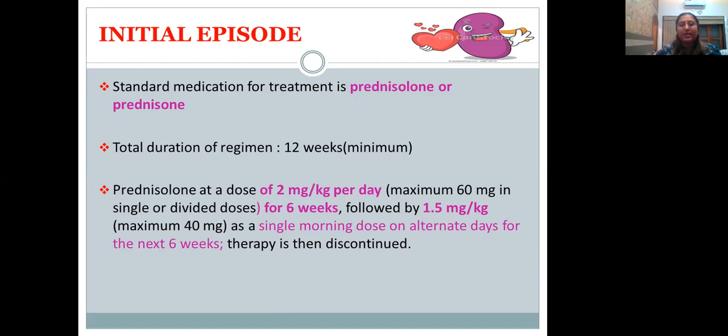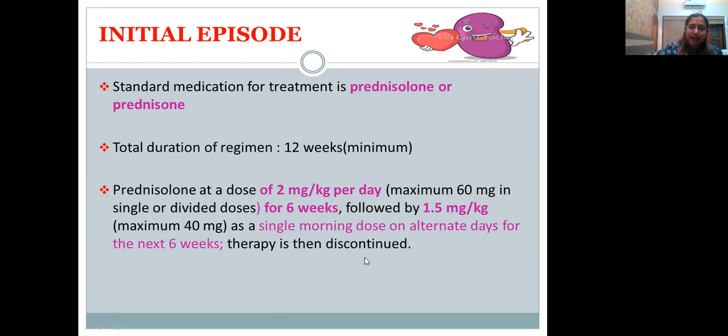And in initial episode, we give prednisolone at a dose of 2 mg per kg per day, where a maximum dose of 60 mg can be given. But usually 2 mg per kg per day is given for 6 weeks in single or divided doses. And after completing those 6 weeks, it is followed by 1.5 mg per kg, to a maximum of 40 mg in a day, as a single morning dose on alternate days for the next 6 weeks. So 2 mg per kg per day daily for 6 weeks, followed by 1.5 mg per kg as a single morning dose on alternate days for the next 6 weeks. And then the therapy is discontinued.